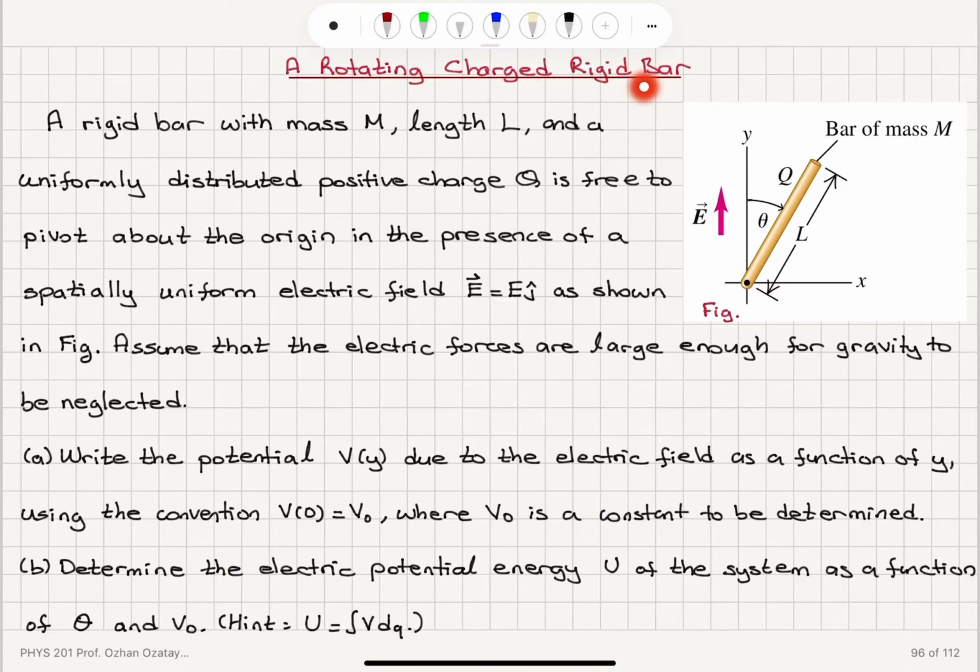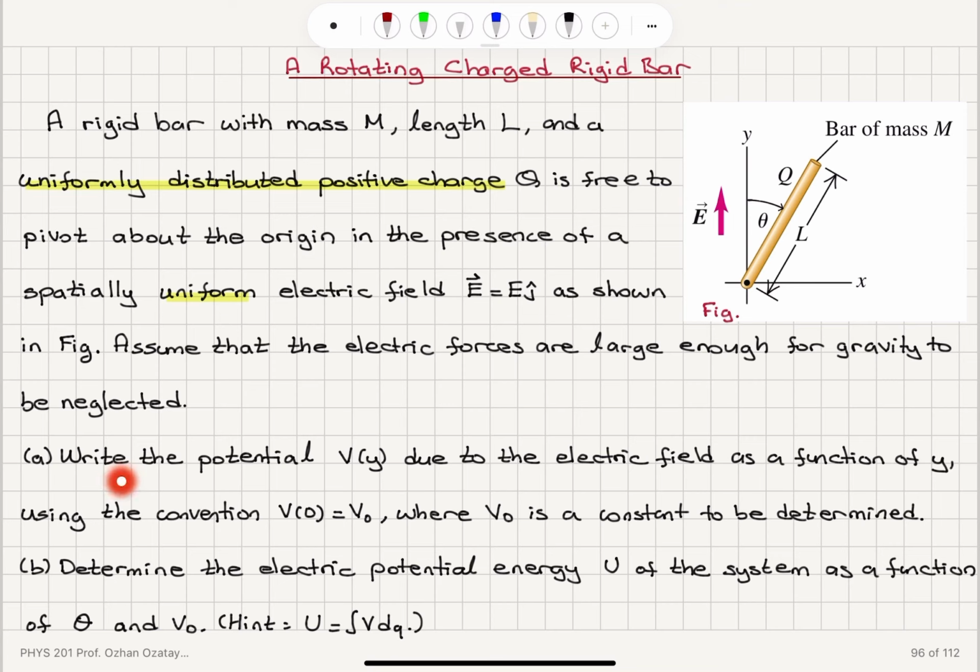A rotating rigid bar. A rigid bar with mass capital M, length capital L, and a uniformly distributed positive charge Q is free to pivot about the origin in the presence of a spatially uniform electric field E j hat, as shown in the figure. So we have a uniformly distributed positive charge, and it's free to pivot about the origin in the presence of a uniform electric field in the j hat direction. Assume that the electric forces are large enough for gravity to be neglected, so we're not considering the gravitational field.